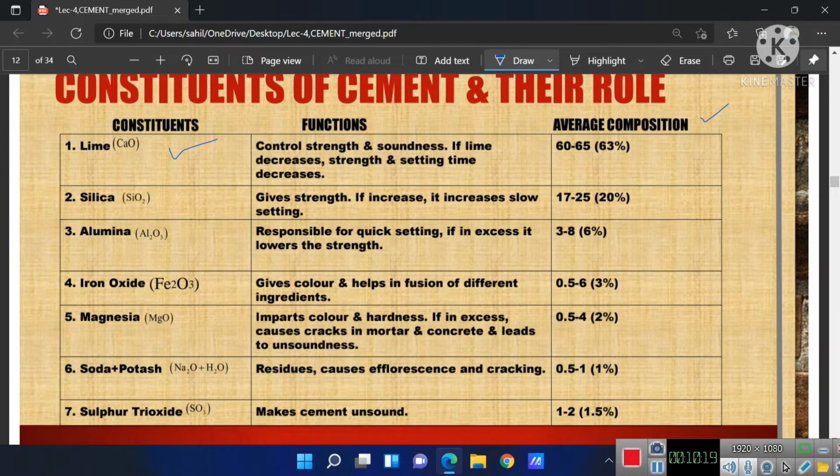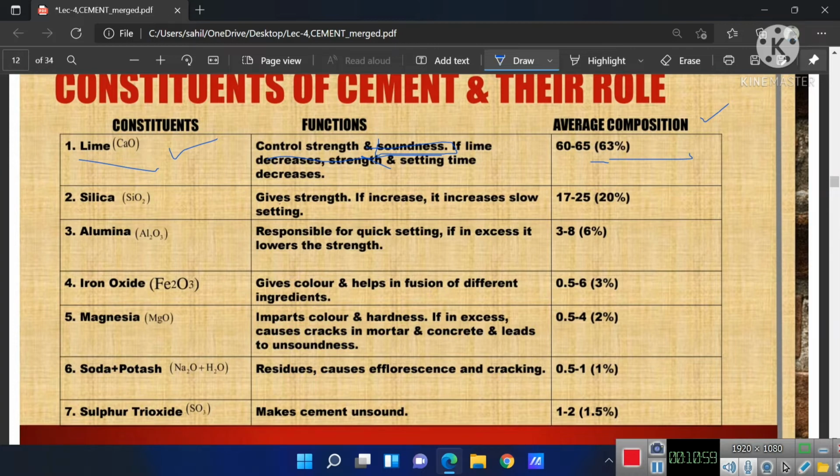Now the function of lime is that it controls strength and soundness, and if lime decreases, strength and setting time also decrease. Therefore, the strength and setting time of cement is directly proportional to the constituent of lime. Soundness is basically the maintenance of the volume of the cement when it forms concrete, and lime must be present in about 63%.